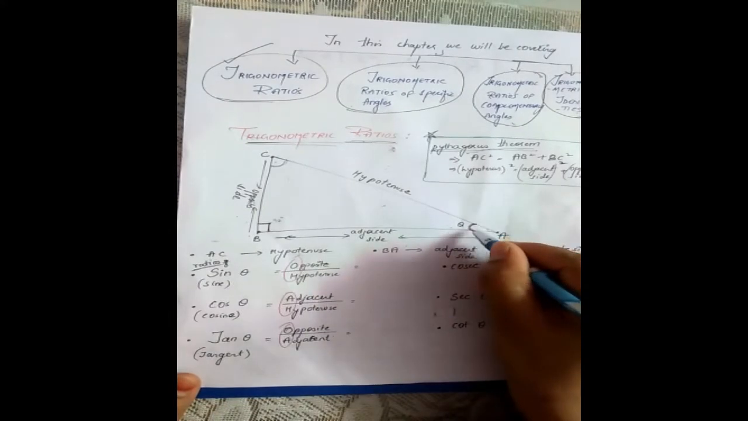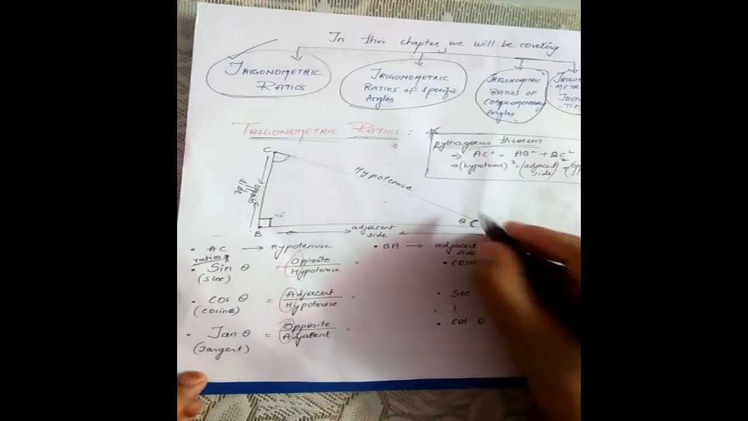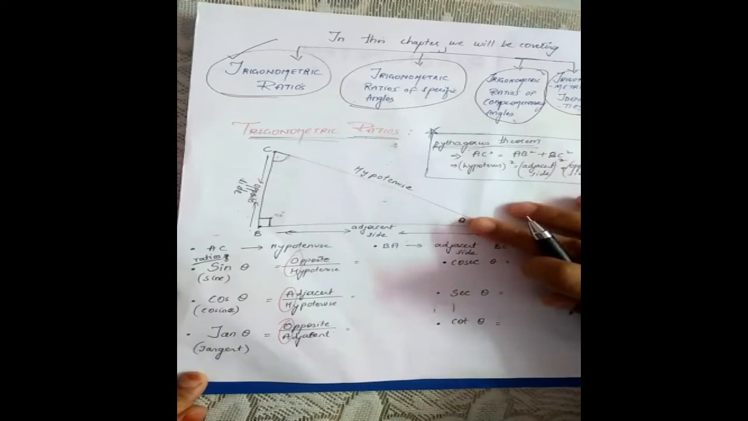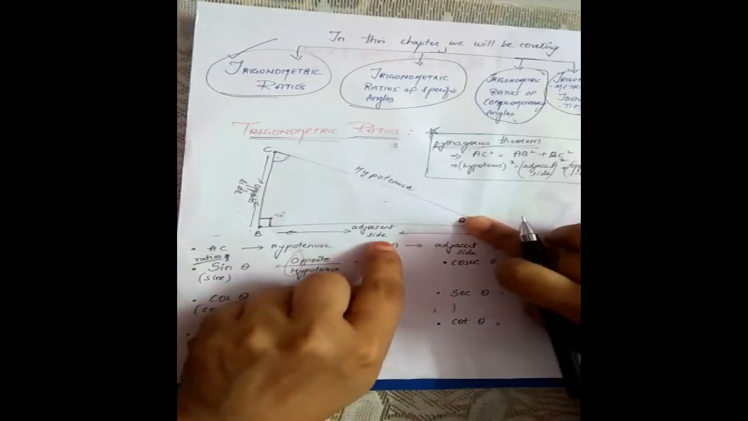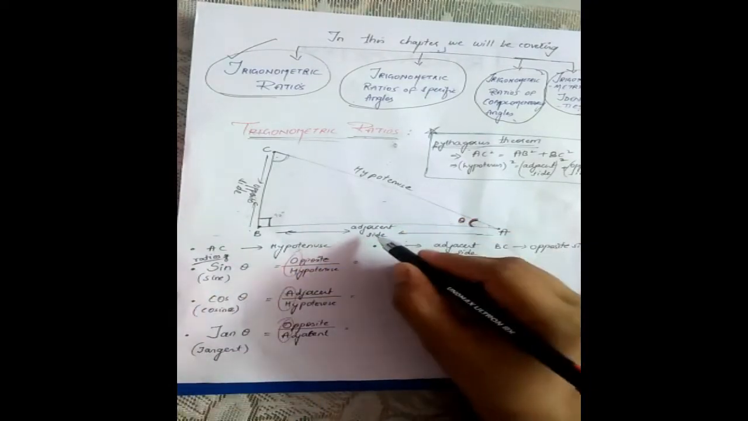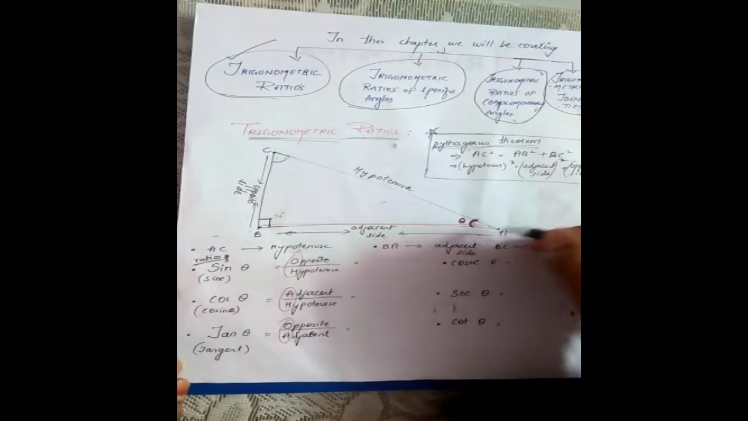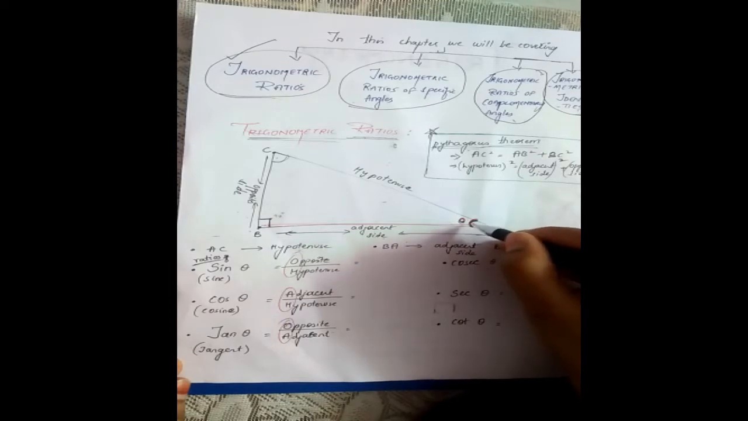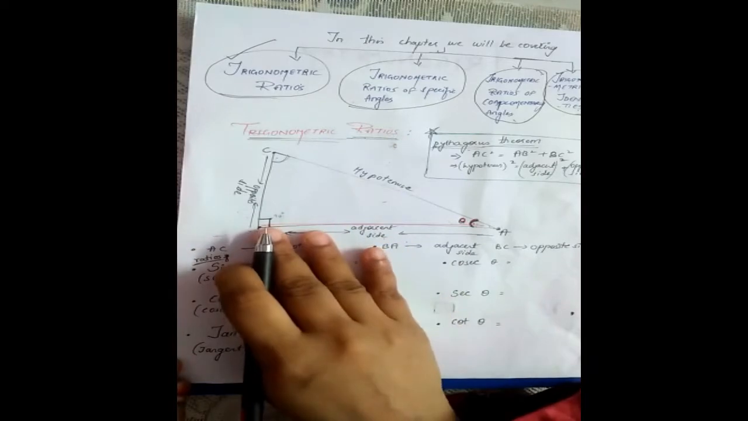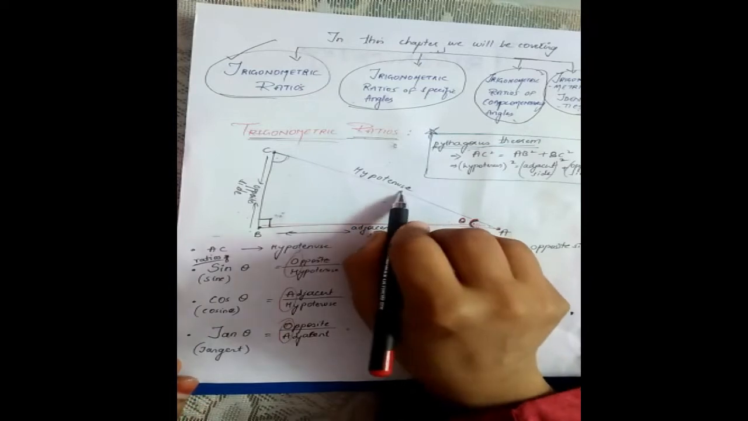For this angle theta, this will be the adjacent side, the one right next to it. The very next line will be the adjacent side. So for this theta, the opposite side is what? The opposite side is BC. And the longest line will be the hypotenuse.